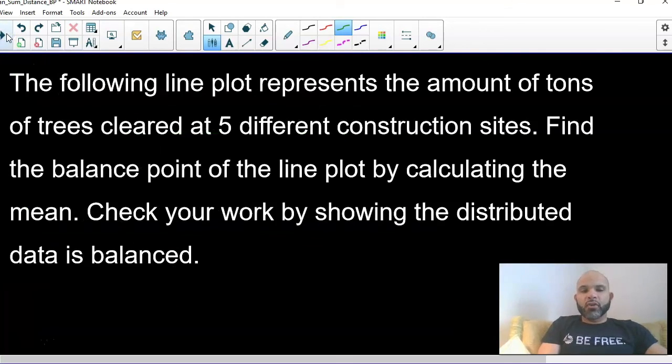So here's what you're going to do, right? The following line plot, and again, this is in your Nearpod. You did the guided practice with me, you checked it, now you're doing this work on your own, okay? The following line plot that you're about to see represents the amount of tons of trees cleared at 5 different construction sites. And what I want you to do is find the balance point of the line plot by calculating the mean, and then you're going to check your work by showing the distributed data is balanced. So now you're going to do it on your own, all right?